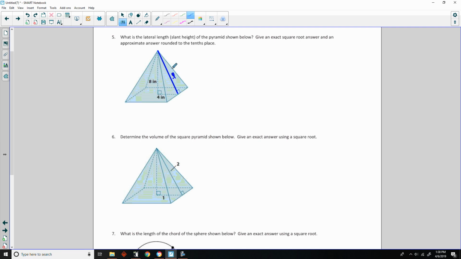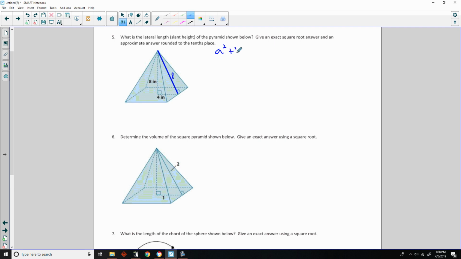Okay, so that's our L. All right, so we have a right triangle here. We know its height is 8 inches. We know its base is 4 inches. So all I need to do is the Pythagorean theorem.